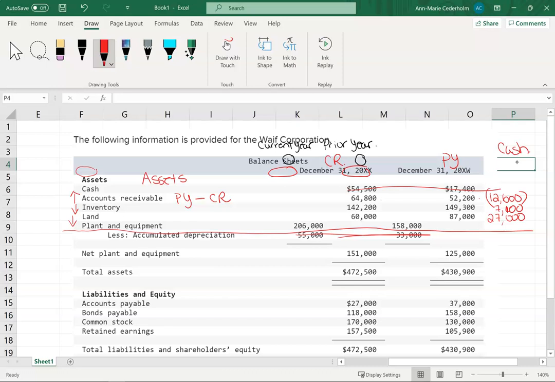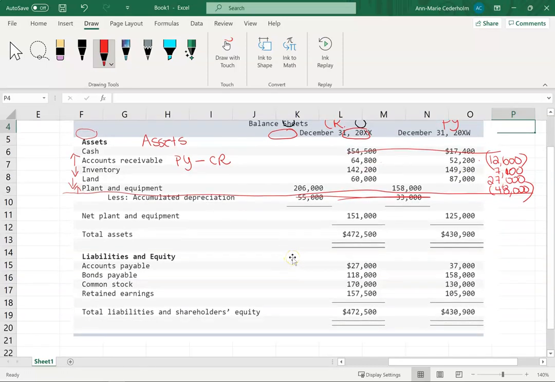And we'll do the same thing with plant and equipment. Plant and equipment went up. But if I take prior year minus current year, then that makes the cash go down by 48,000. Now, I wish I could go through the entire balance sheet and use that logic, but it works the opposite with liabilities and equity. So when I'm doing liabilities and equity, I'm just going to do my current year minus my previous year.